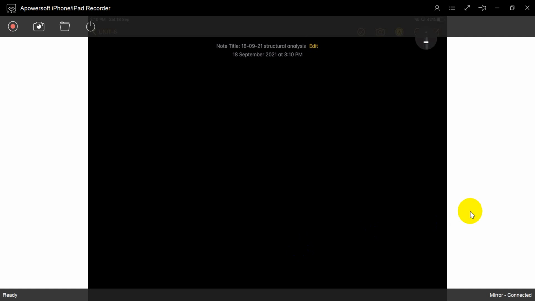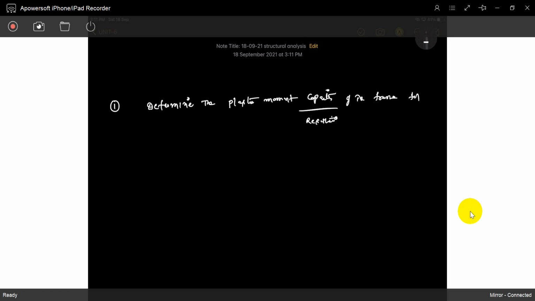Okay, today we will solve another two problems. Determine the plastic moment capacity or resistance of the frame for the given loading.